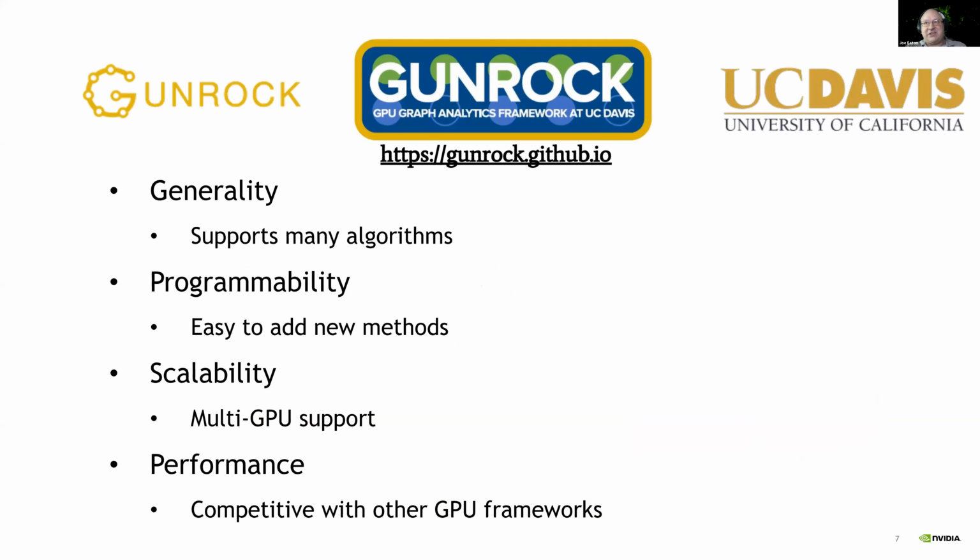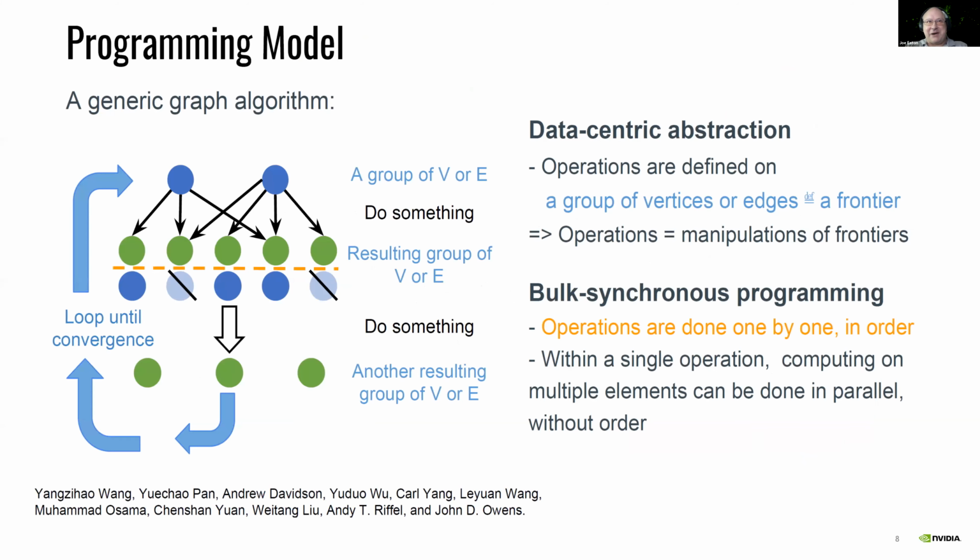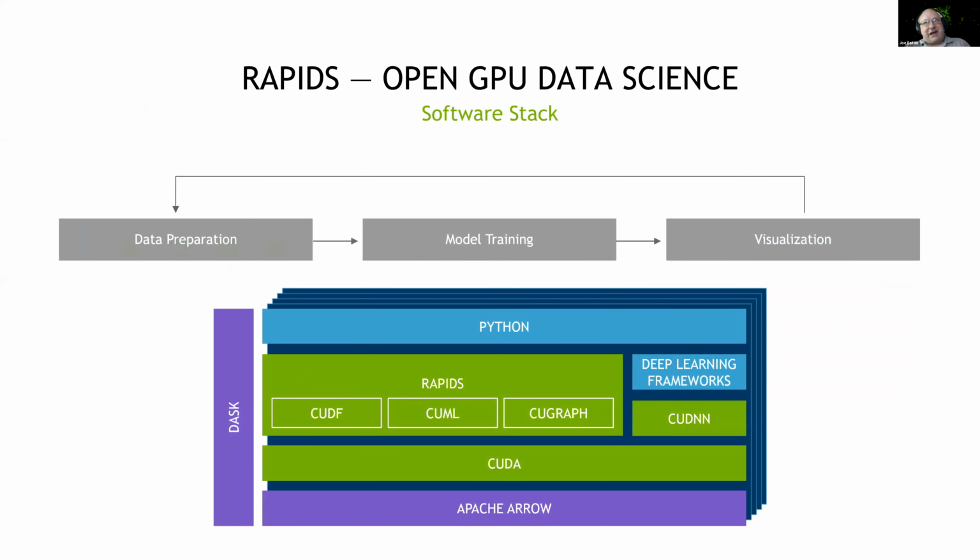And Gunrock, we use Gunrock for a lot of things. It has a lot of great features that John just talked about. So I'm going to move right ahead. The programming model is one of the most important aspects. John did a great job talking about that. And here's the block diagram of where cuGraph fits into this larger ecosystem.